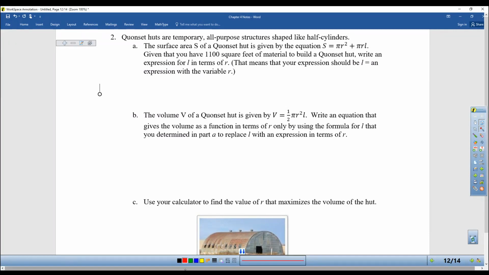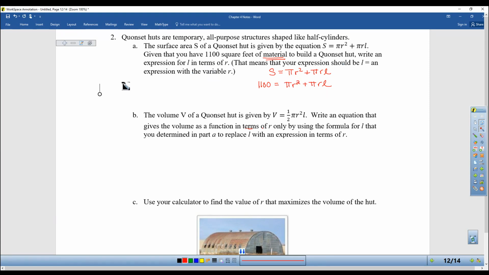So let's go ahead and write down what they gave us, which is S, surface area, is pi r squared plus pi r L. But then they told us that we've been given 1,100 square feet of material to build it. So building material is used and correlates to surface area. So I can write 1,100 right here. If that's the surface area, then that's how much material I need. Pi r squared plus pi r L. So when they say write an expression for L, I need it to say L is equal to.